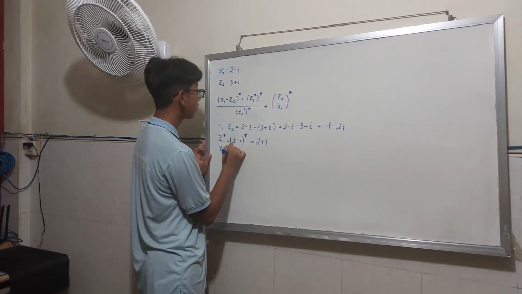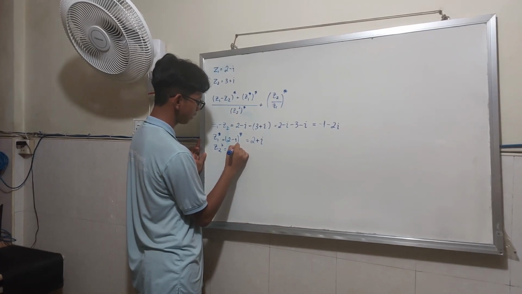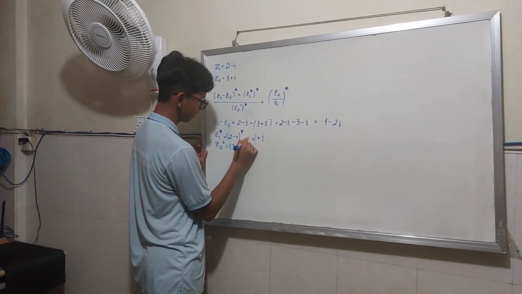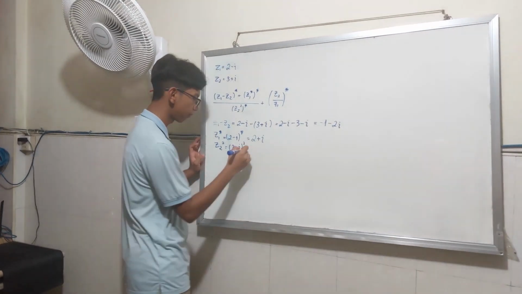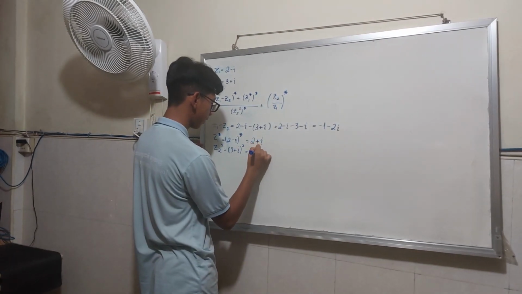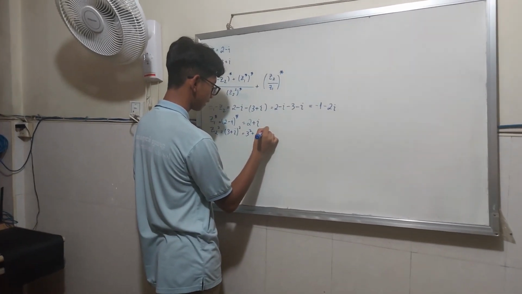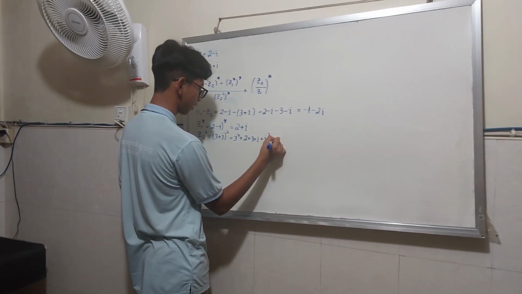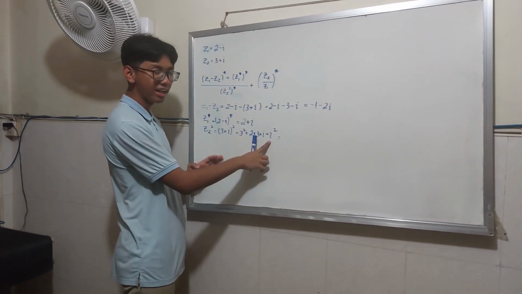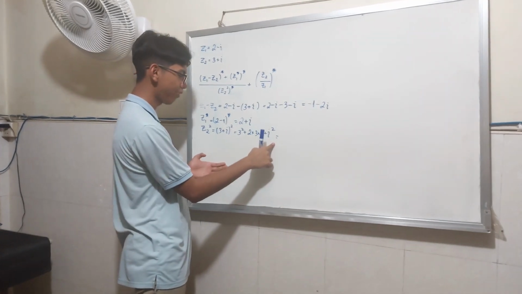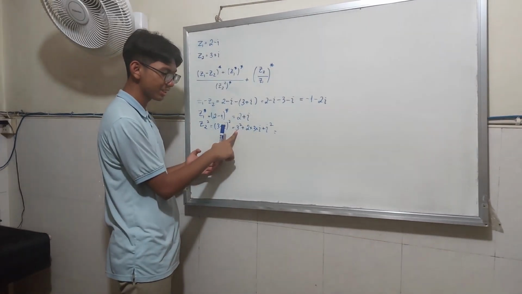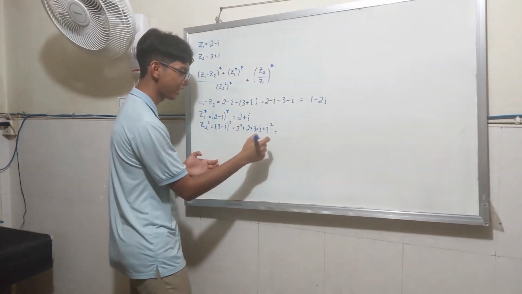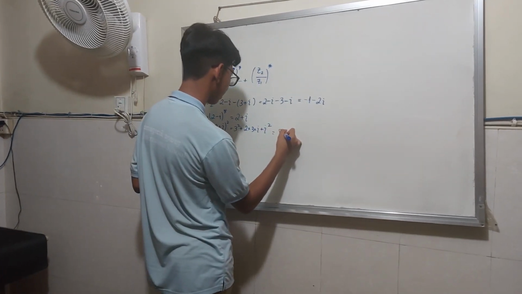z2 squared, which would be (3 plus i) squared. So using the formula a squared plus 2ab plus b squared. Now i squared is minus 1. So 3 squared is 9, and 9 minus 1 is 8.